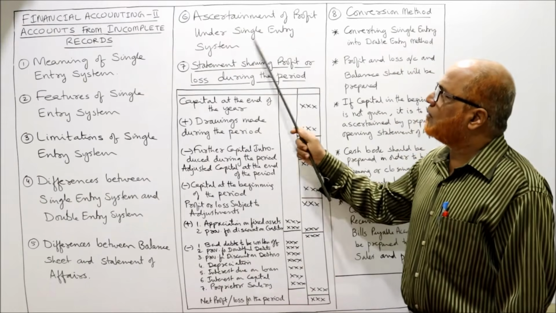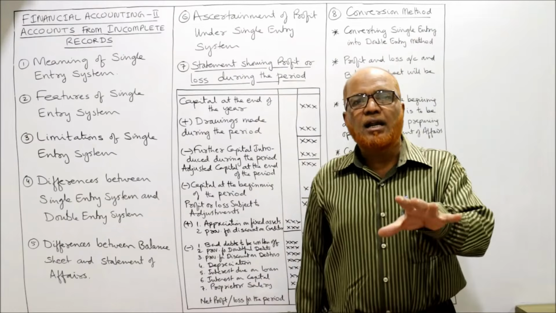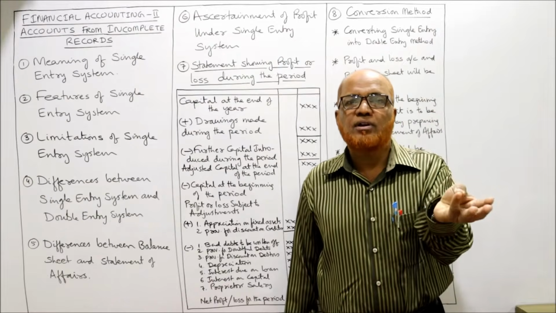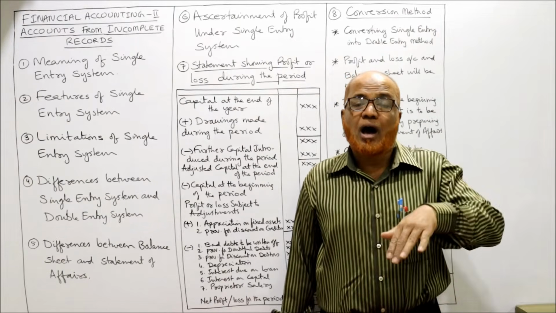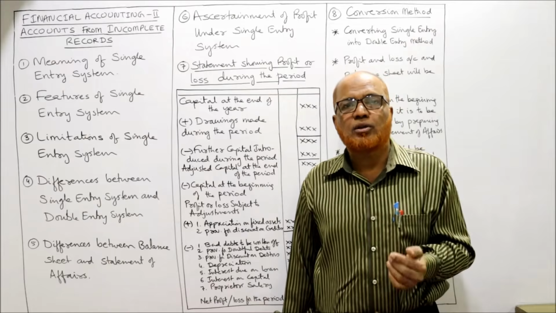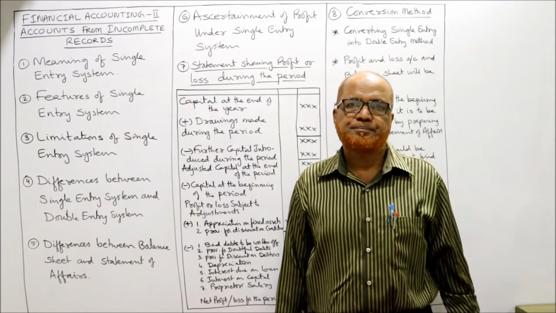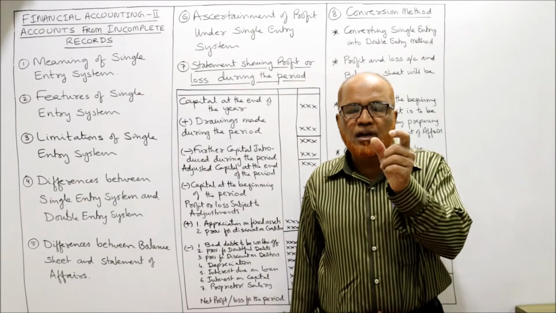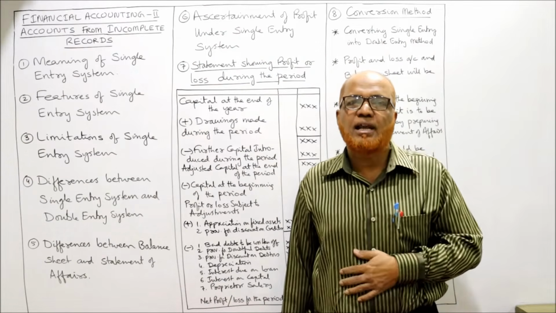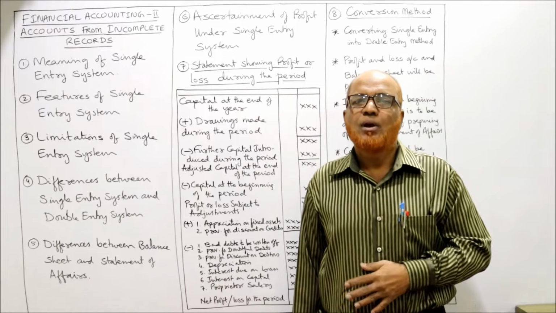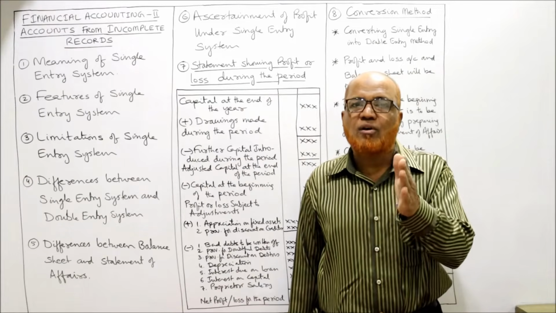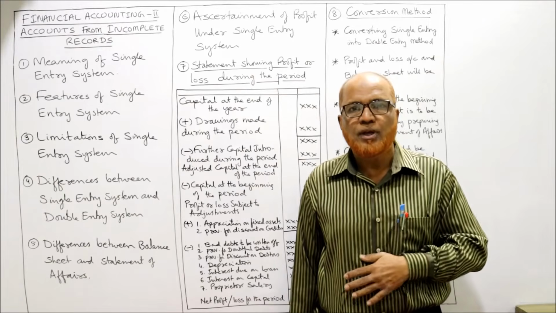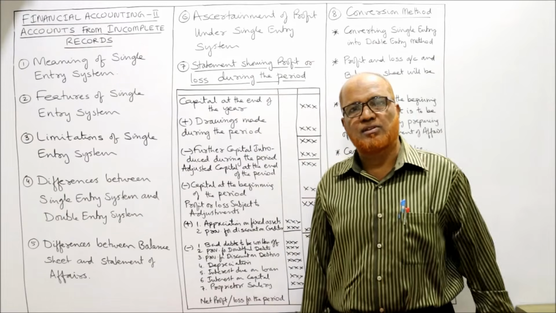Now, ascertainment of profit under single entry system. Under single entry system, we cannot make the profit and loss account. So profit cannot be ascertained. Then how these people can be able to find out the profit? Indirect method is there. So to ascertain the profit of those organizations which follow single entry system, two methods are there. One is statement of affairs method and the second one is conversion method. So first we'll discuss about statement of affairs method.